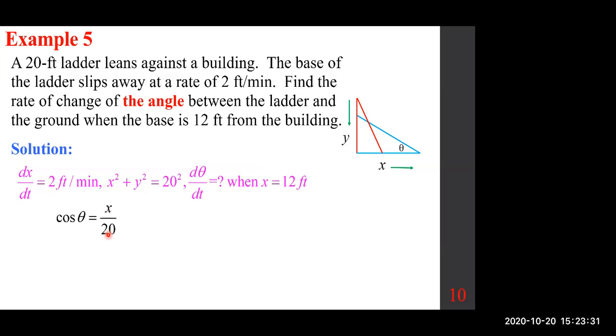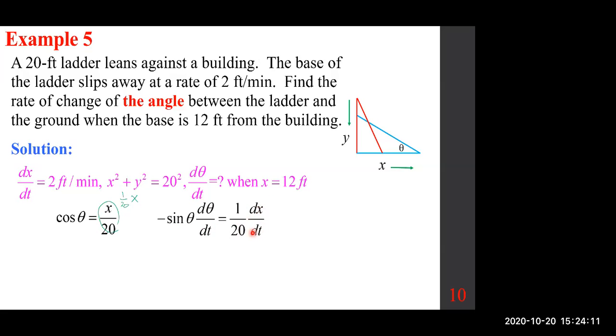Now, this is a very simple differentiation. Before we do that, I want everybody to see this is the same as saying 1 over 20 times x. And I say that for the sake of differentiation. So you're differentiating both sides with respect to t. Cosine gives you negative sine. So negative sine theta, and then d theta/dt. And this gives you 1 over 20. x gives you dx/dt. So take a look at what happens: minus sine theta, d theta/dt, equals 1 over 20, dx/dt.